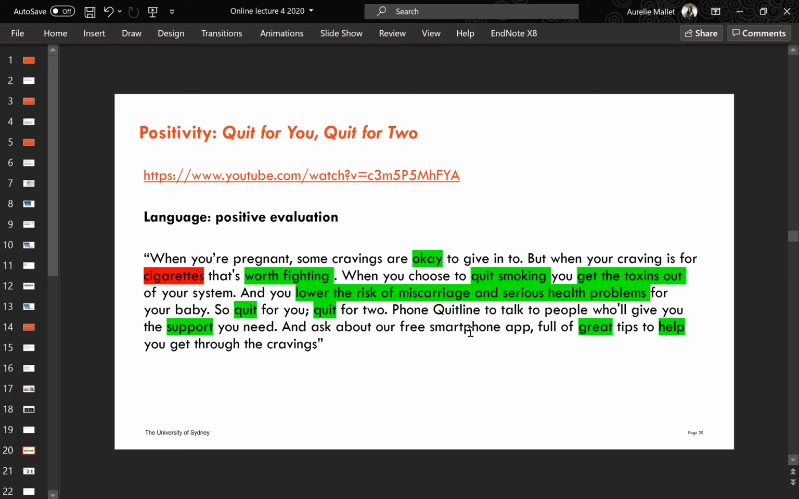for those of you in the first semester, when you're doing discourse analysis and looking at a text, you need to look at the whole text, so you can't just look at the individual words. You need to look at what's happening. So it's not miscarriage and serious health problems that is negative, but it's lowering the risk, so therefore it makes it positive. Quitting is of course positive. Getting support is positive. Great is good, of course, and getting help is good. So for language, positivity is realized through the use of positive evaluations.